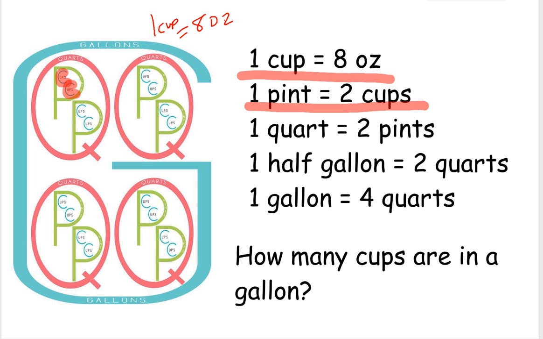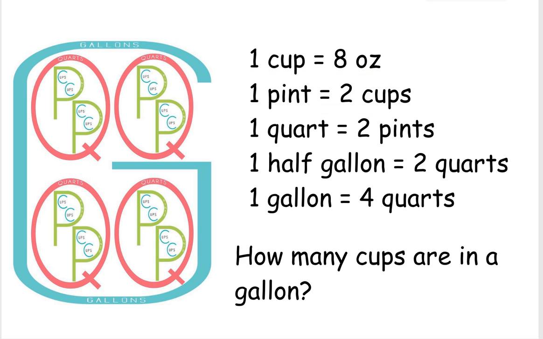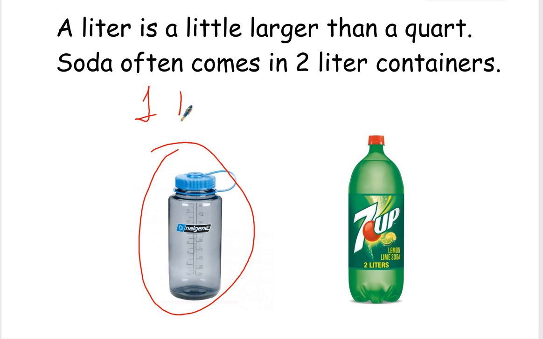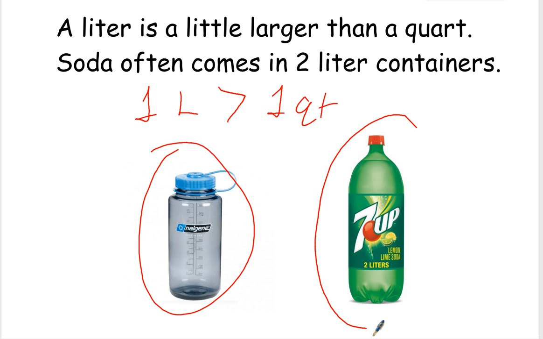Okay, so the question is how many cups are in a gallon? Well, if we look, each quart has 4 cups. So that's 4, 8, 12, 16. So there are 16 cups in a gallon. Now, this is called a liter bottle. A liter is a little bit bigger than a quart. So 1 liter, let me show that with a capital L, is greater than 1 quart. Soda often comes in 2-liter bottles. You see these all the time at stores.